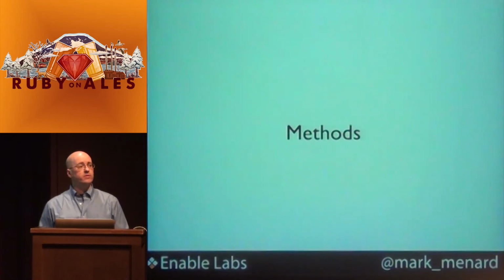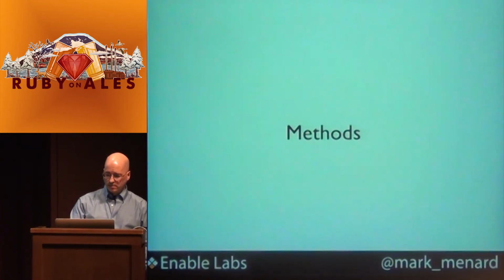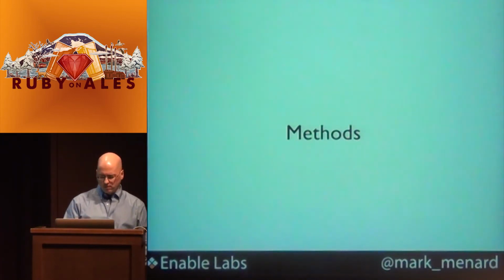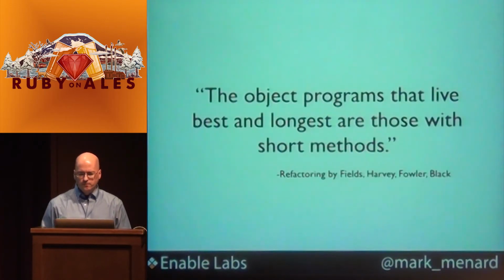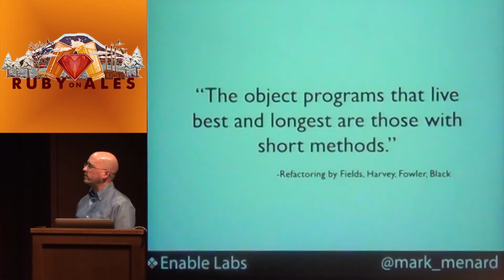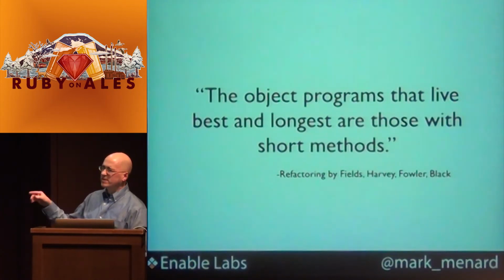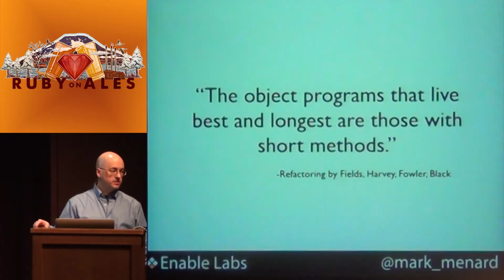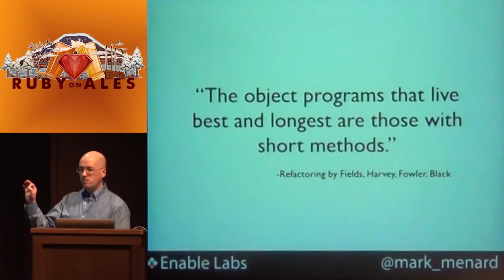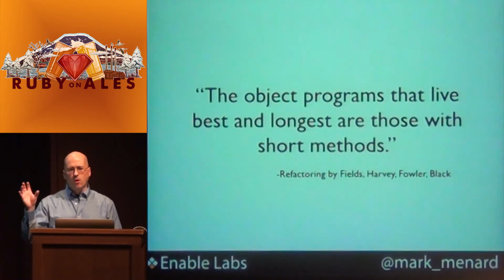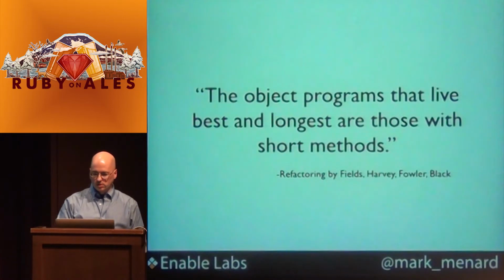What makes a good method? And I got to say, I did credit here. A lot of this material is based on Clean Code from Robert C. Martin, Uncle Bob. So I just got to give that shout out to him. And I like this quote. This hit me when I was preparing, that the object programs that live the best and longest are those with short methods. The operative word being best. Not those ones where you don't want to open the file and look at them. We want to open these because they're good.